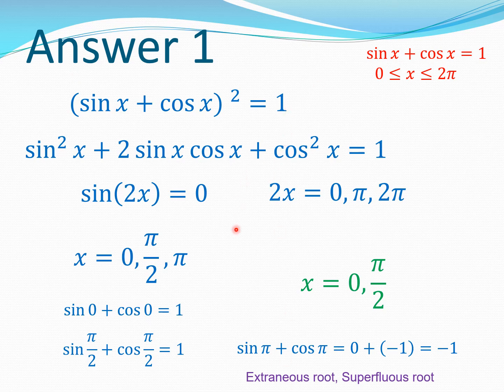So whenever we square an equation, we get something which is known as an extraneous root. Sometimes it's called a superfluous root. Typically US people call this extraneous root and UK people call it superfluous root, but whatever be the fact, the thing to consider always is that whenever you are squaring any equation, you are going to introduce more solutions, so you need to check for that.